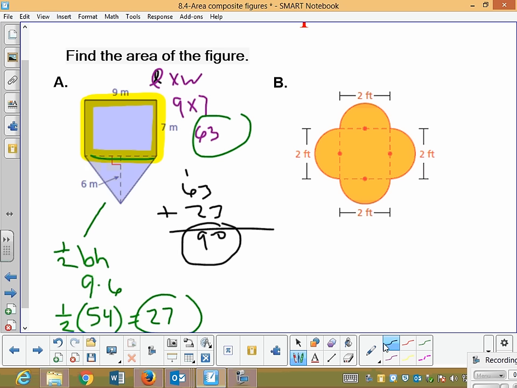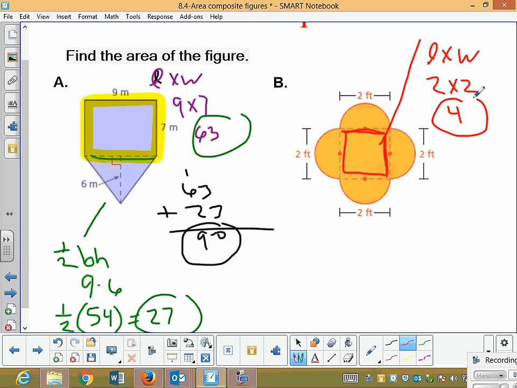Okay, let's go ahead and do letter B. For letter B, it looks like we have a 2 by 2 by 2 by 2, so it looks like we have a square inside. So I'm going to go ahead and do the square on top. That's going to be length times width. My length is 2 right here. My width is also 2. So 2 times 2. The area of the square is 4.